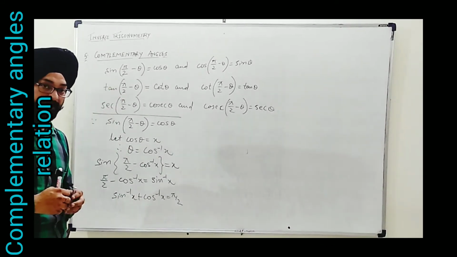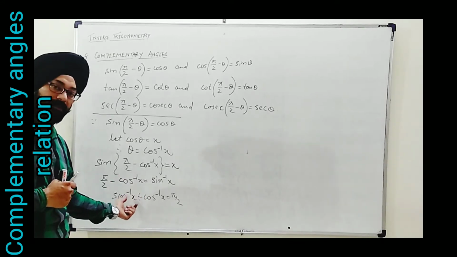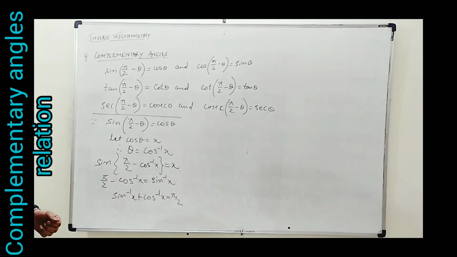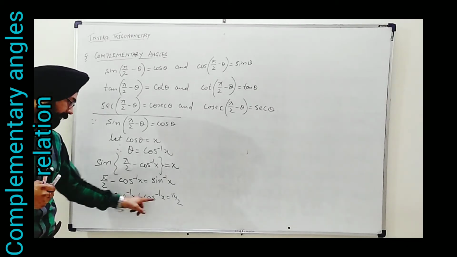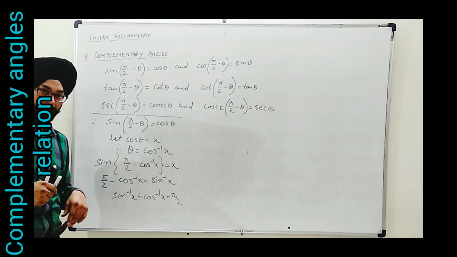You can see the relation: the complementary angle relation was between sin and cos. So these two inverse trigonometric functions have come in the same form. When their inverses with the same values are added, the result will be pi by 2.